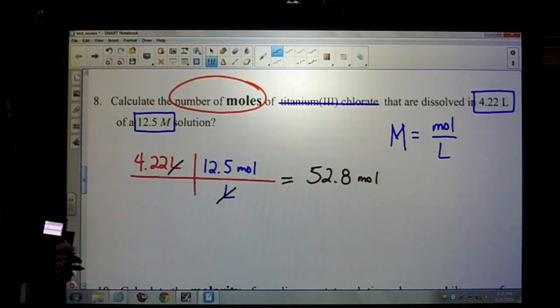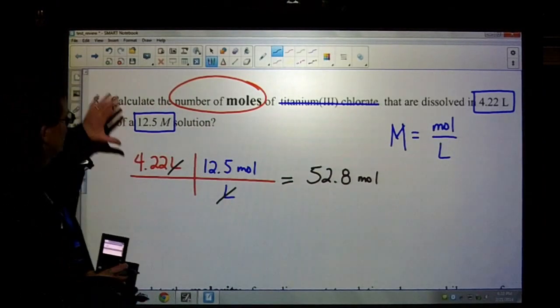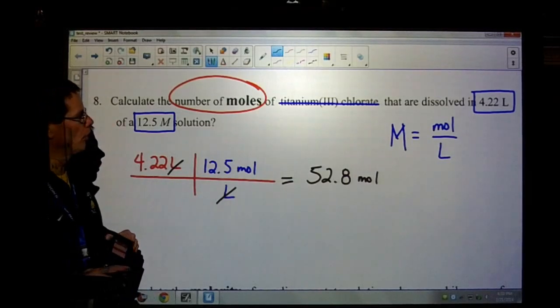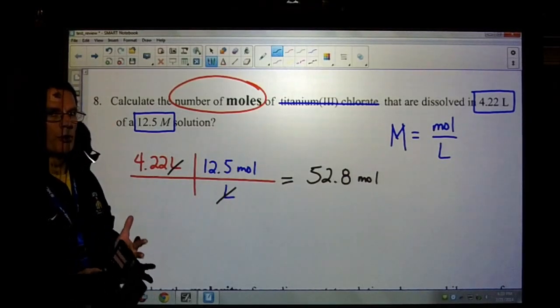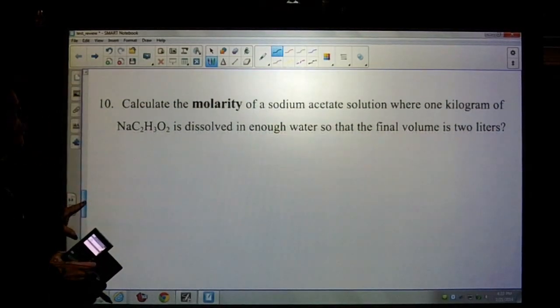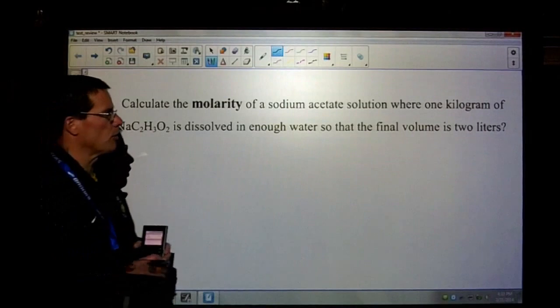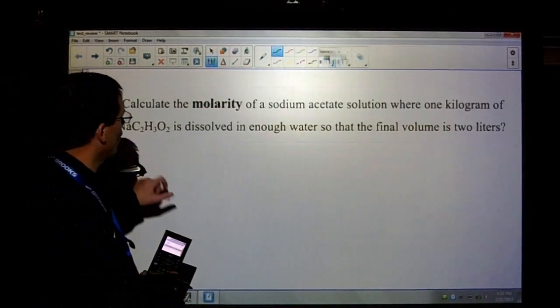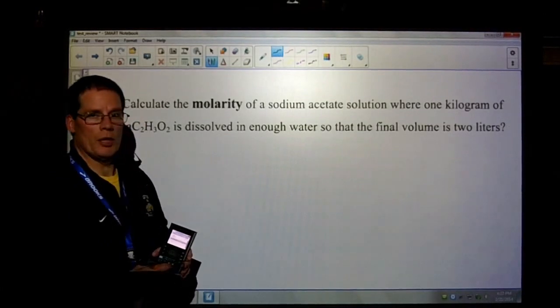Again, read the question. I like to box important information and circle other things. Do the work. Number 10, calculate the molarity of a sodium acetate solution where 1 kilogram of sodium acetate is dissolved in enough water so that the final volume is 2 liters.